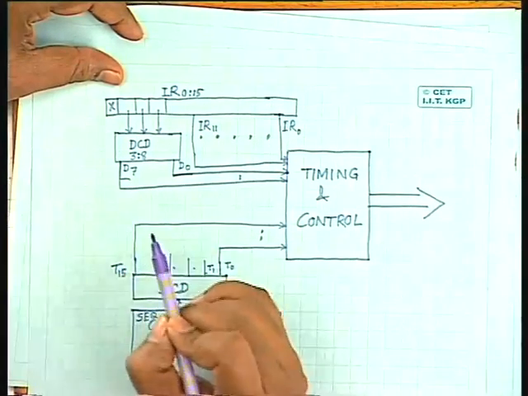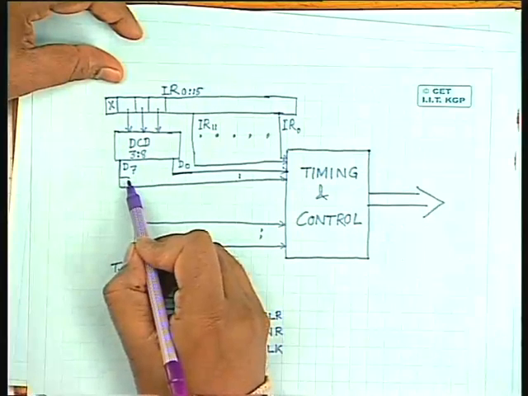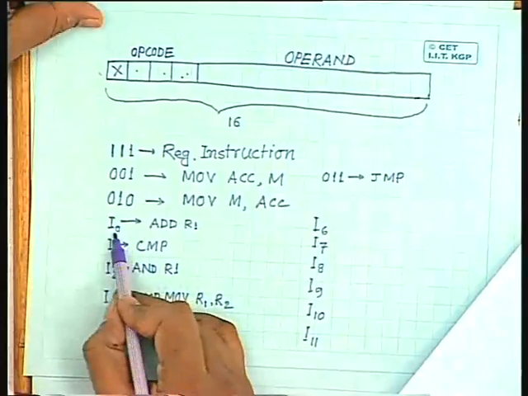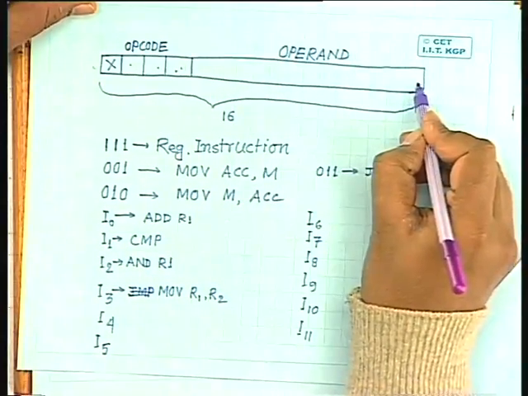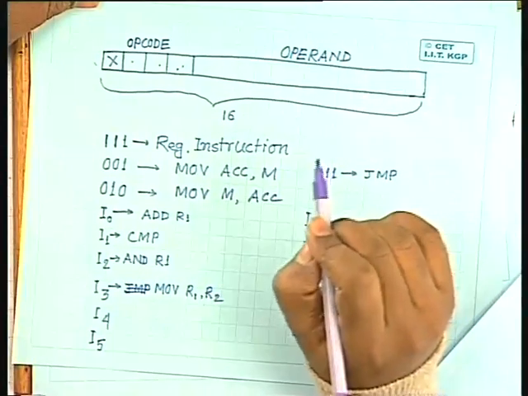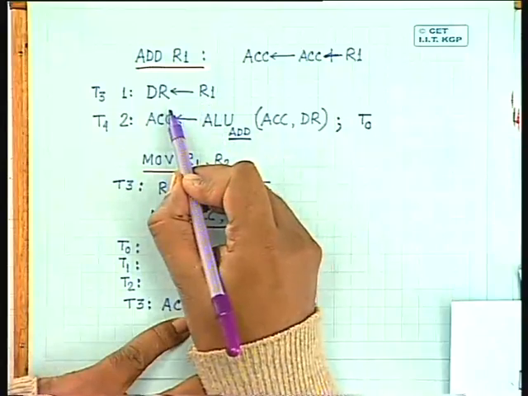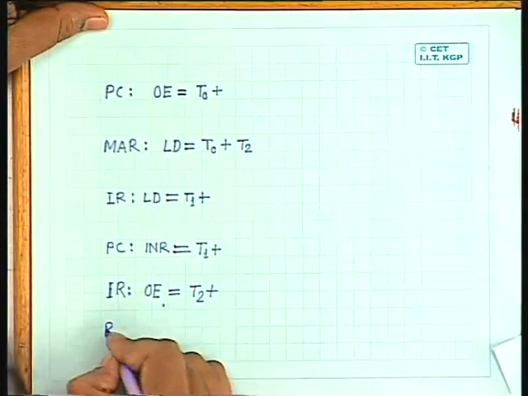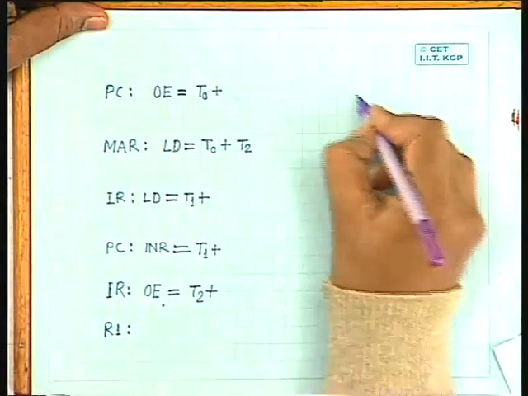So what will be my logic? During time interval T3, if I find that D7, the instruction decoder output, is high, and at the same time it is an add operation, that is, I0, the 0th bit in the operand field of the instruction register, is high, then it is ADD R1. So my logic is: if it is time interval T3 and D7 is high and I0 is high, then what micro-operations do I have to do? I have to transfer the data from R1 to the data register. So two more registers come into the picture: register R1 and the data register, DR.